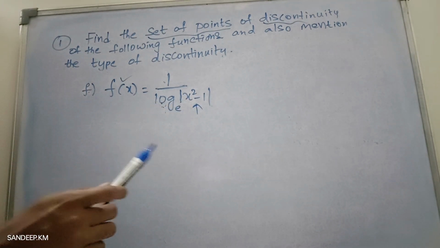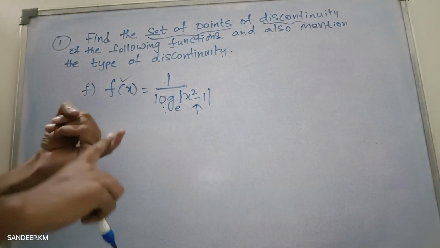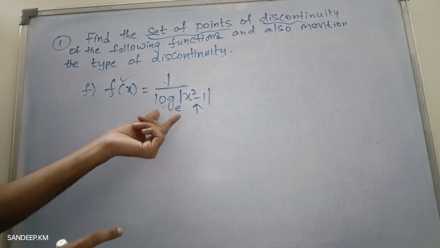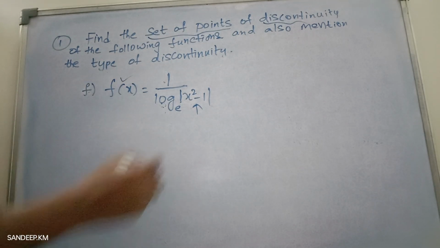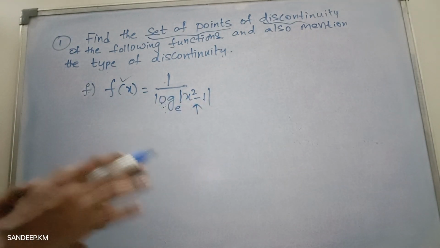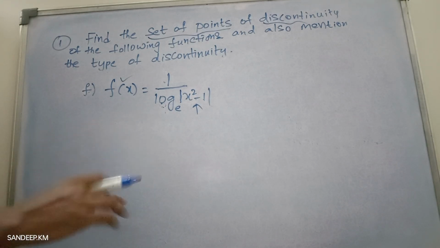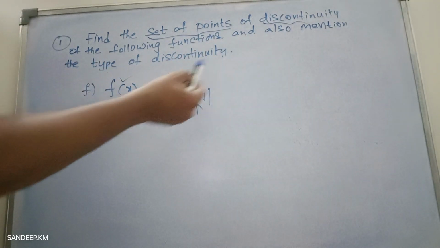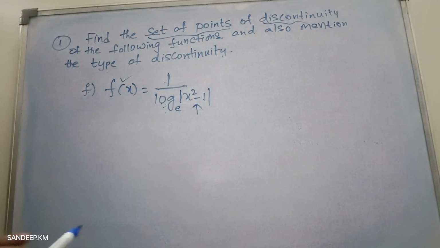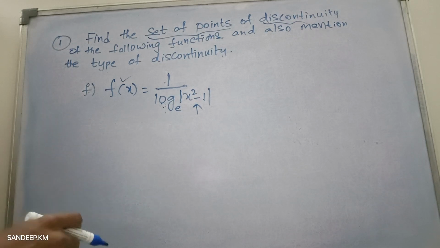Now, remember that while finding the points of discontinuity, case 1 is where the denominator is 0. You will get some values of x. Case 2, x square minus 1 should not be 0. These are the two cases that we will take, and you will get the points of discontinuity, and you also find what type of discontinuity you are getting in those functions. Do it and let me know in the comment section what answer you have got.